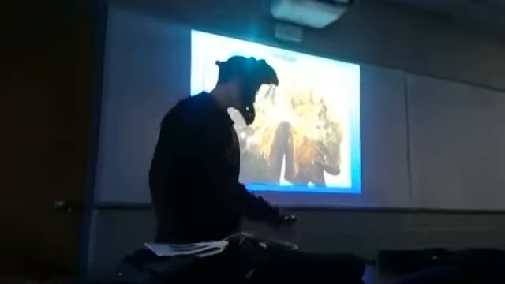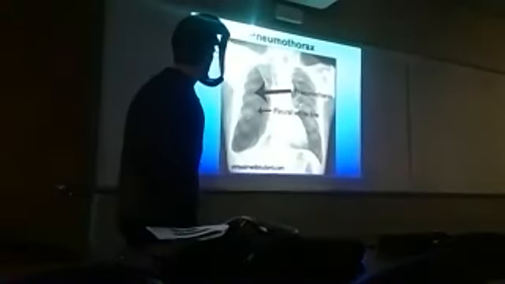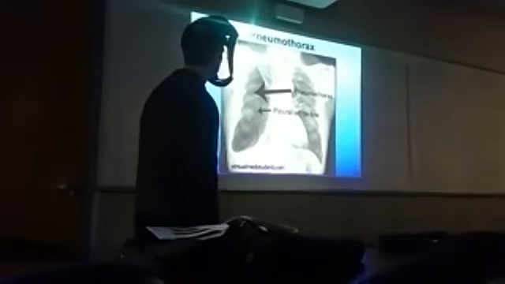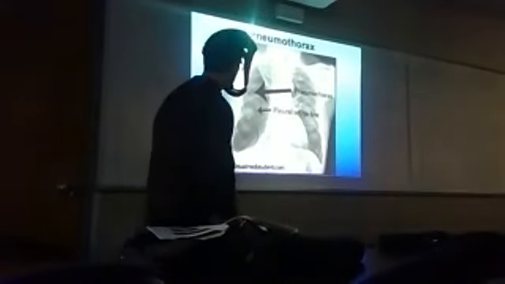Collapsed lung and a pneumothorax. Let's take a look at this. Here's an example of a radiograph of someone with a pneumothorax caused by bullous emphysema. Okay, you can see over here we've got a normal left lung. Over here on the right, we've got some problems.